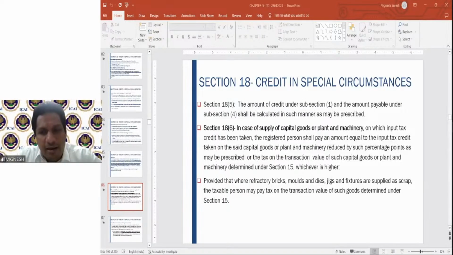Only then you can reverse it. Fine. Till what time it can be claimed? It can be claimed anytime. Can the claim be delayed? You can claim up to 30th November of the succeeding financial year.